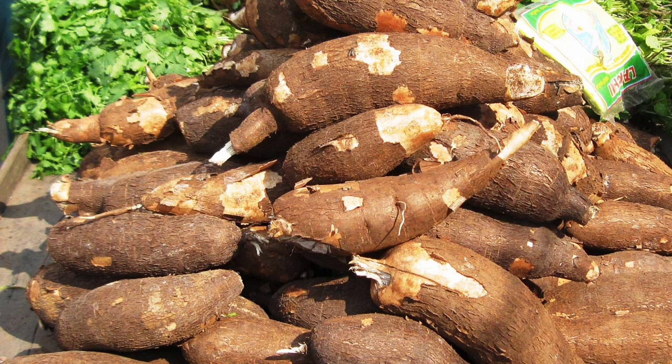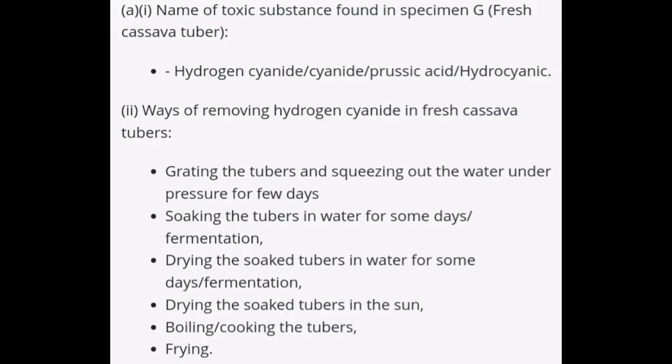First of all, we know they are both tubers and they grow inside the ground. They're the storage cells for the starch, and that's the edible part, the roots and the tuber itself. But in fresh cassava tuber, we have a toxic material, which is hydrogen cyanide. I call it cyanide, or you call it prussic acid or hydrocyanic acid. But how can you remove this hydrogen cyanide in fresh cassava tubers?